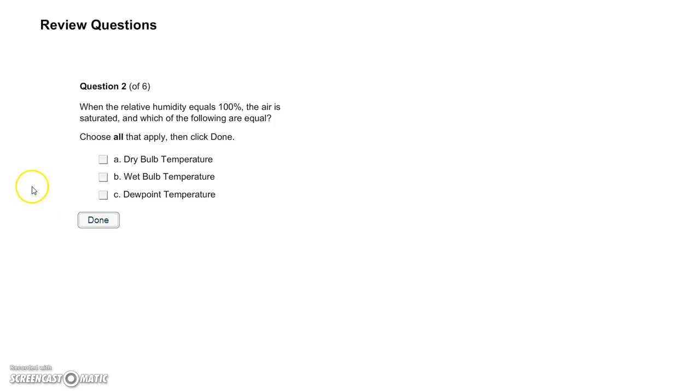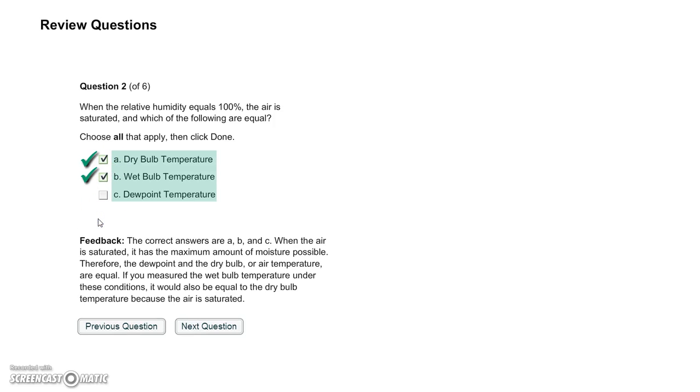Question 2. When the relative humidity equals 100%, the air is saturated, and which of the following are equal? Well, if the air is saturated and it's going to be raining soon, that means that the dry bulb temperature must equal the wet bulb temperature. When the air is saturated, it has the maximum amount of moisture possible. The dew point and the dry bulb are equal. Always remember this. It will be on your test.